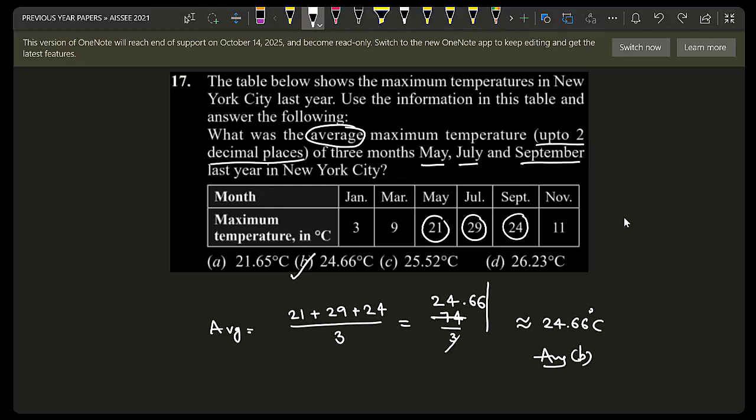Mayuk? Sir, 24.666 is a recurring fraction. Recurring decimal, not fraction. Non-terminating recurring decimal. But about them, it is not there in your syllabus. You can write approximate values, no problem. 24.66.